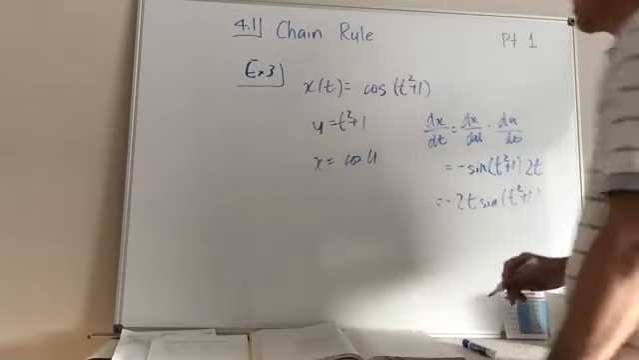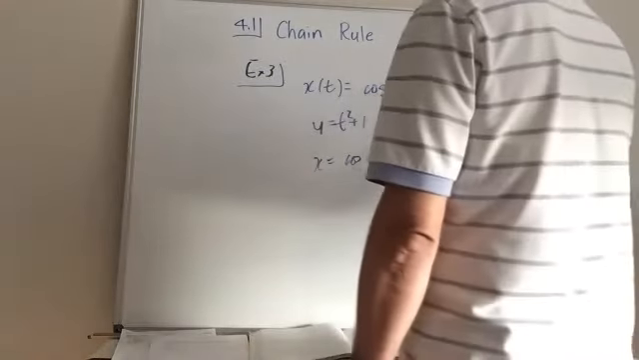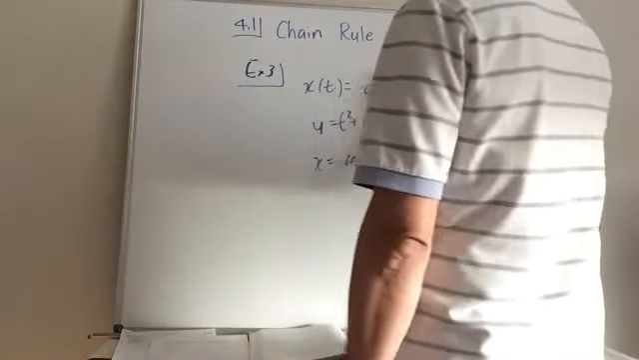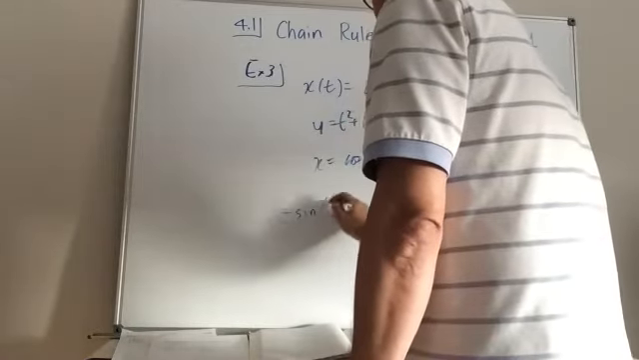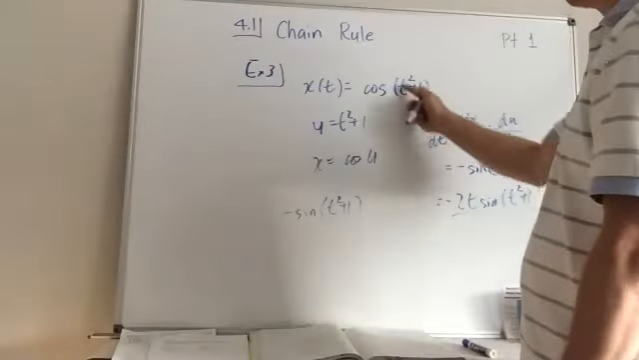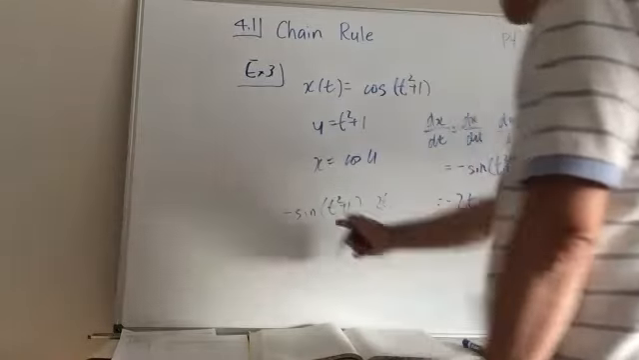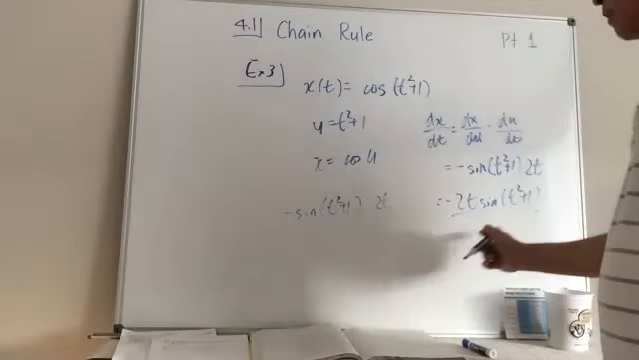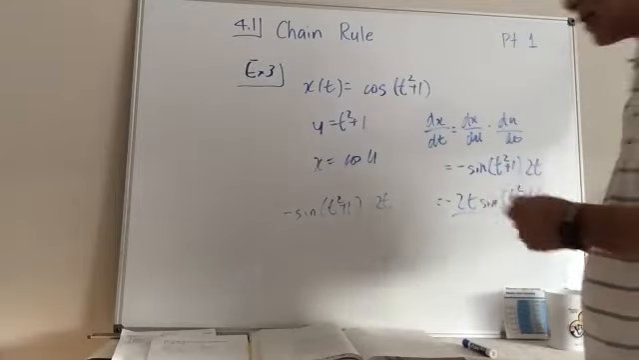In other words, this is what I'm going to get. I'm basically going to take the derivative of this whole thing, which is negative sine of t squared plus 1, and then I'm going to take the derivative of the inside, 2t. Okay, you see how they're the same? That's how the chain rule works.